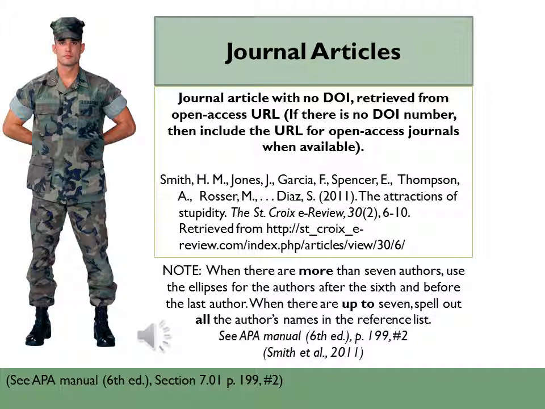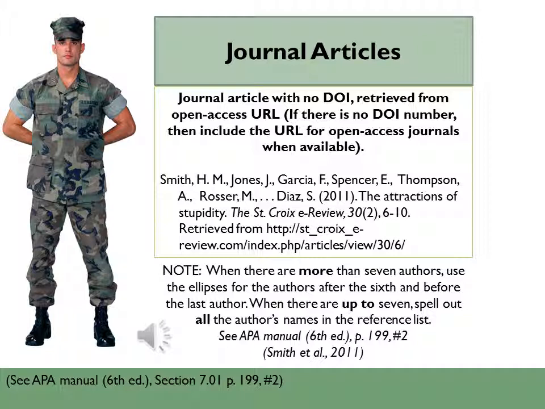Oftentimes you may come across a journal article that does not have a DOI. Sometimes it may be an article that you find online and not necessarily from a subscription database. In this case, what APA says is that you just follow up with the website of that particular article. And so if you see in the example, in this case, the Attractions of Stupidity, the publication is the St. Croix E-Review. And so you just italicize the title of the publication, the volume number, which is 30, and follow the same format to include the issue number and the page numbers.